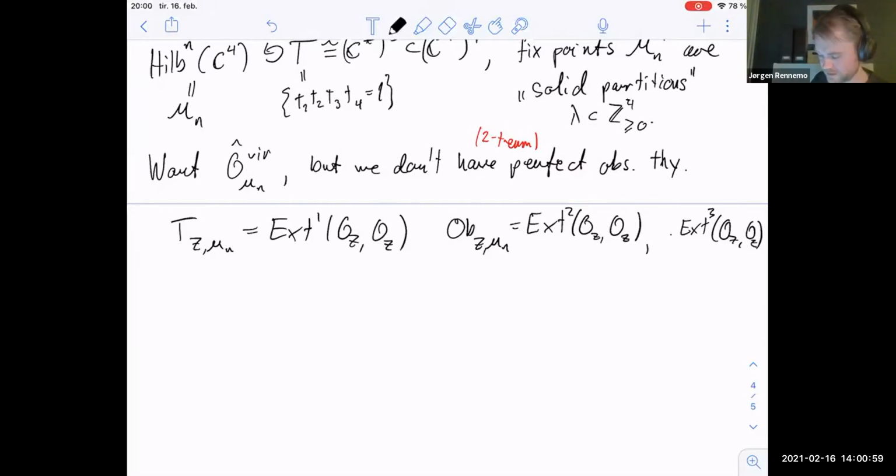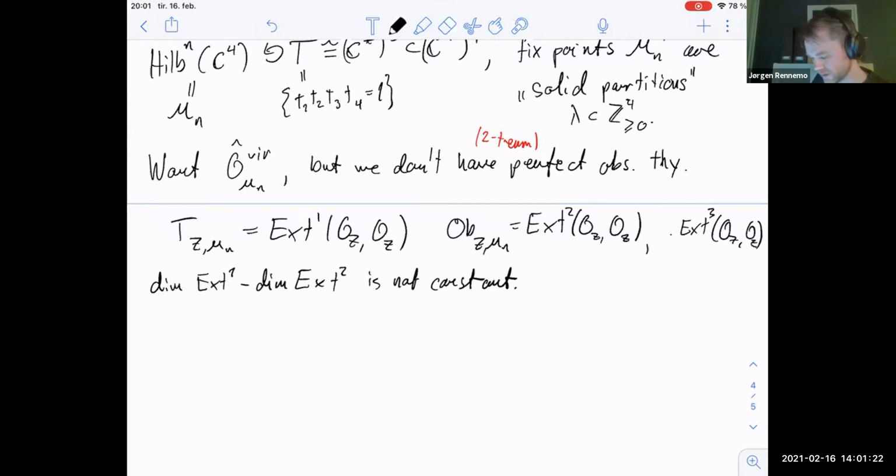Another way of seeing that things break is that the dimension of Ext^1 minus the dimension of Ext^2 in this case is not constant. In general, this will jump around as you vary Z, so you're not going to have a virtual dimension. You have no virtual dimension defined, at least in the classical sense.